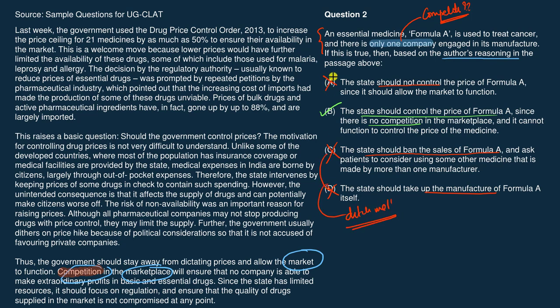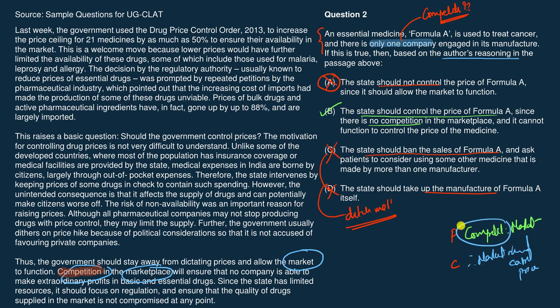And I hope that some of you would have probably marked answer choice number A and got it wrong. Please do understand the critical thing about author's reasoning. Author's reasoning is that, what is the premise that is given to arrive at the conclusion that is made? The premise is competition in market, and therefore market should control price.